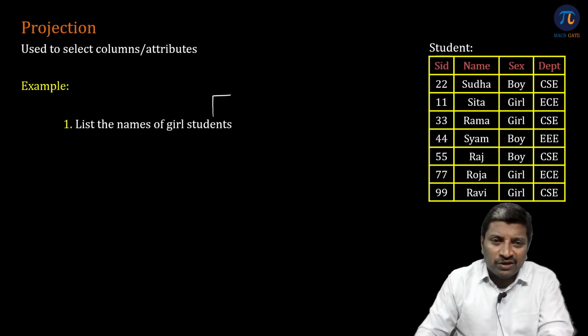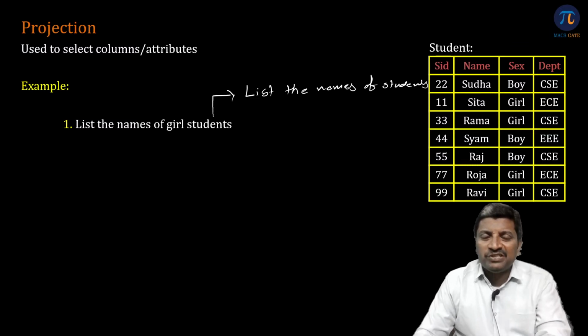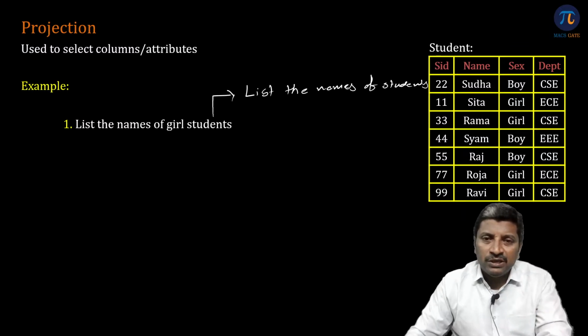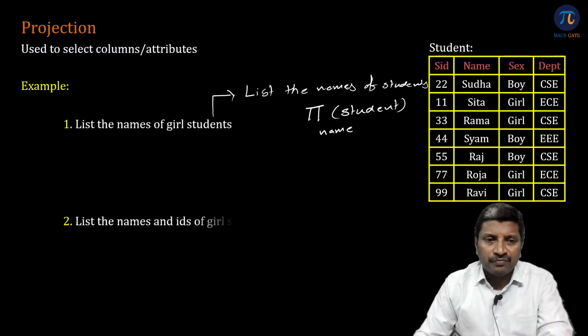Sir, before going to this one, first let me write: list the names of students. This is the basic one, sir. List the names of students. So projection operator is pi, sir. From student you are doing. What are the columns you need? You need only name. That's it. So we have listed the names of all the students.